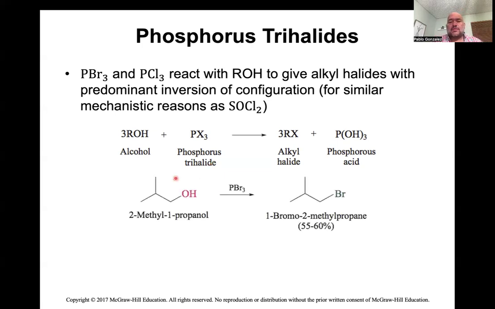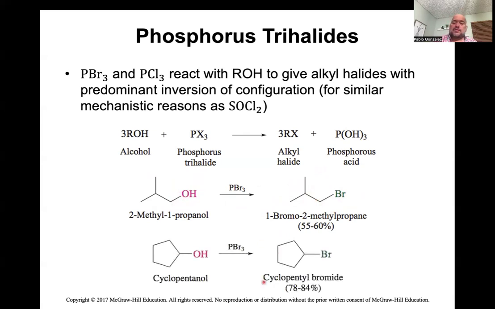So here we have one example. We have 2-methyl-1-propanol. We're going to substitute this OH with a bromine, and that's going to be my product, 1-bromo-2-methylpropane, from an alcohol to an alkyl halide. This is another example using also PBr3. You can also use PCl3 if you want to add a chlorine. So we have the secondary alcohol here. You're going to substitute the OH with the bromine, and that's going to be your product.